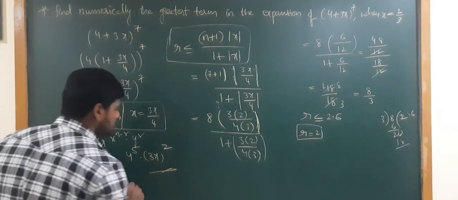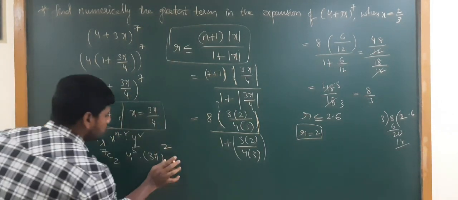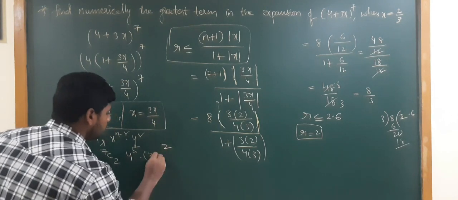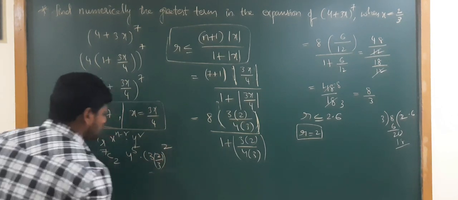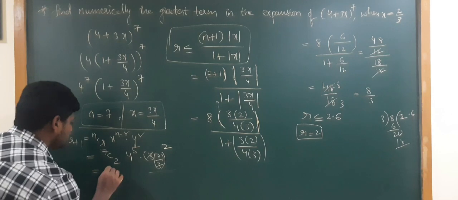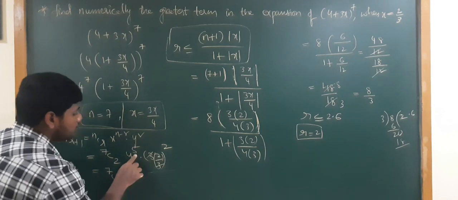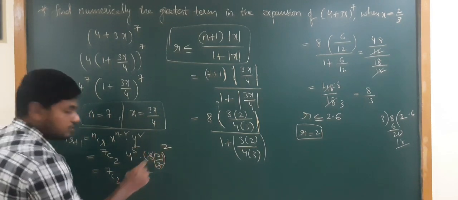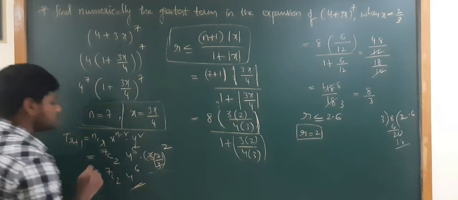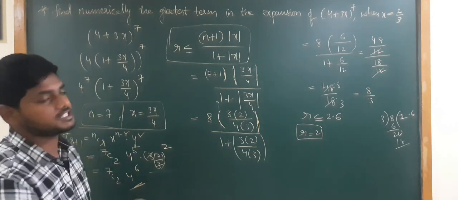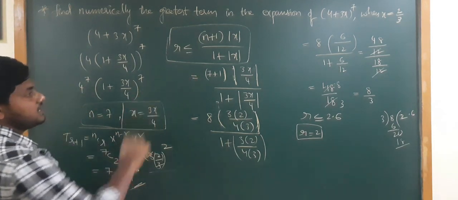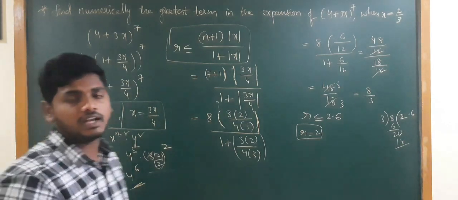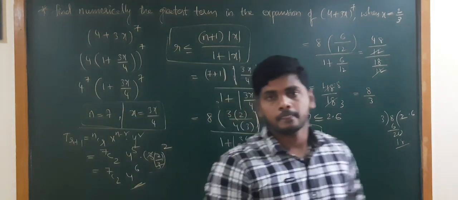And again we need to consider when x is equal to 2 by 3, right? So in the place of x we need to write 2 by 3. So the 3s cancel. 7C2 into 4 to the power of 5 into 2 square, 4. So it will be 4 to the power of 6. So this will be the largest term in that expansion. See, all these simplifications you need to do very quickly and accurately.